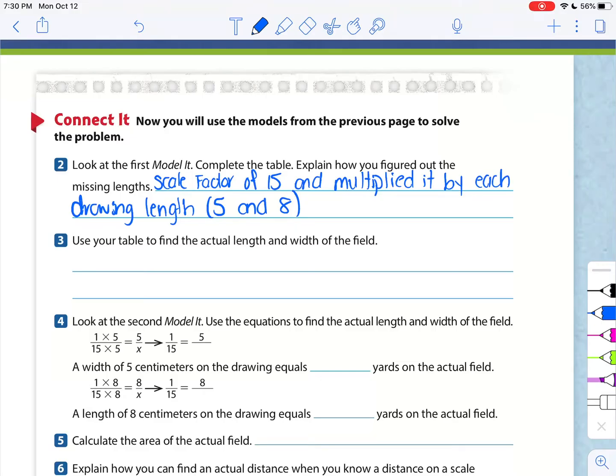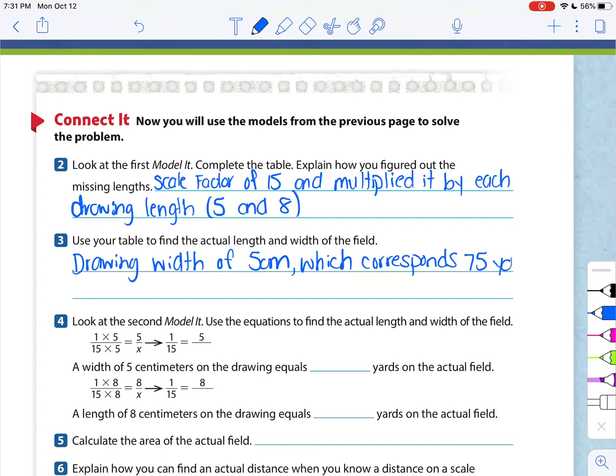Use your table to find the actual length and width of the field. So using that table, we know the drawing had a width of 5 centimeters, which corresponds with which width of our actual. So taking a look at the top of our table, we can see that 5 centimeters corresponds with 75 yards.